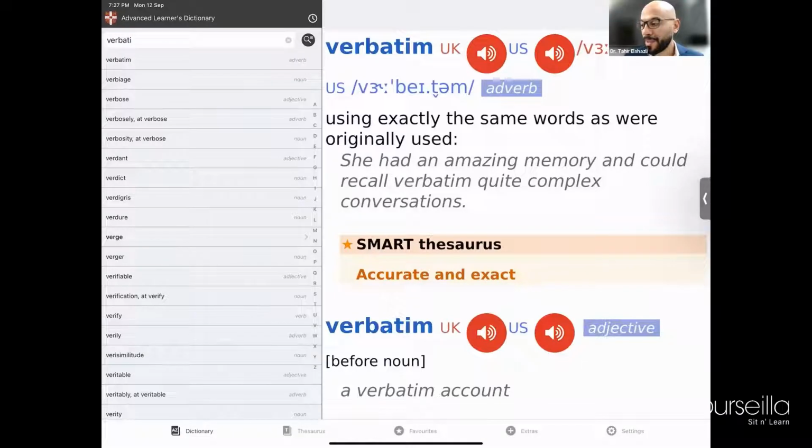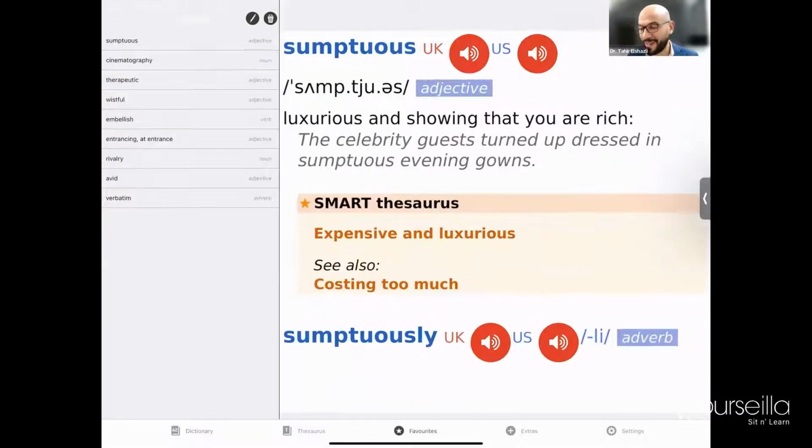You can also listen to it in two different accents, verbatim or verbatim. Then you see its meaning: using exactly the same words as were originally used. And you see an example sentence. I'll tell you something even better: you can also add it to favorites. This is a dictionary available online.